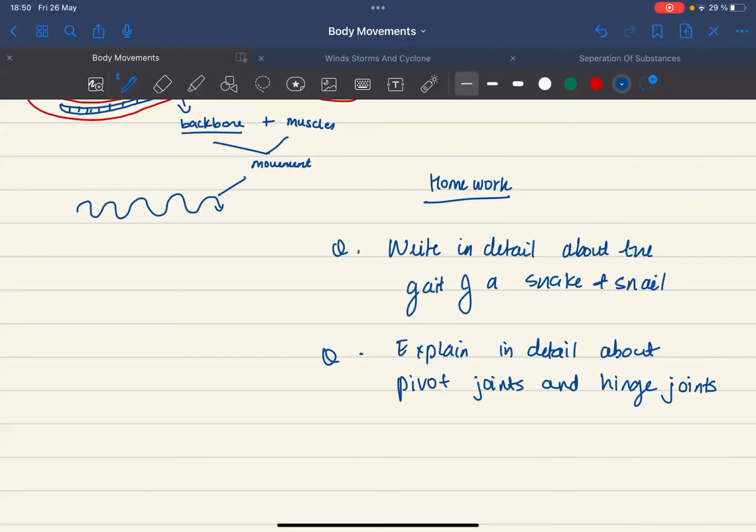These two will be the homework for all of you. You can make note of the homework and you can leave the class. Ma'am, for the question to explain in detail about the pivot joint and hinge joint, how many sentences should we write? For the pivot joint, I want you to explain at least 4 to 5 lines and you should give an example. Similarly, 4 to 5 lines for the hinge joint with an example. Okay, ma'am.